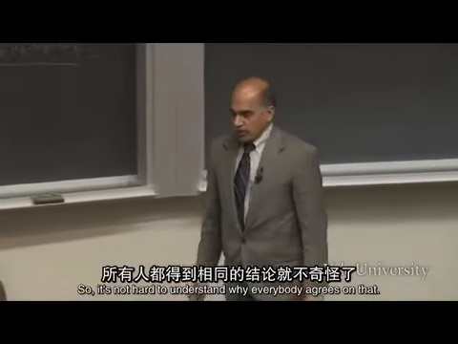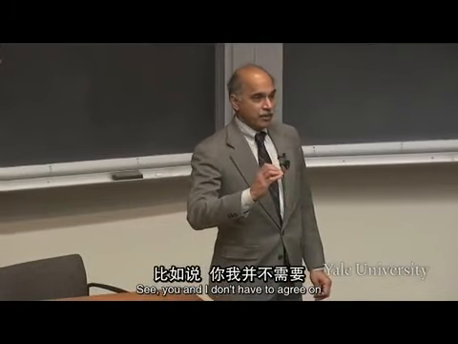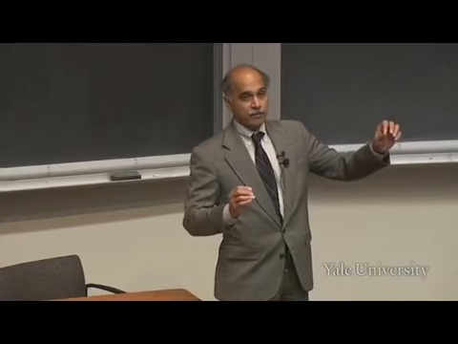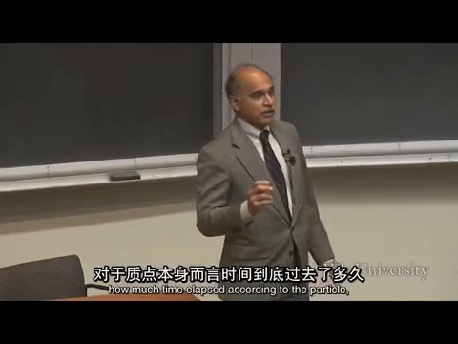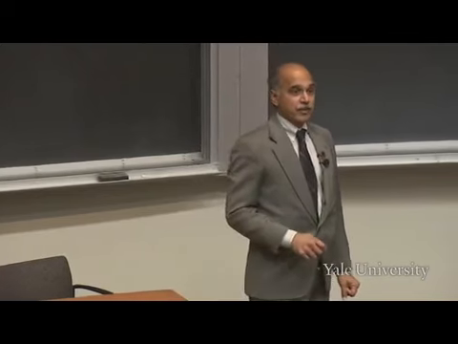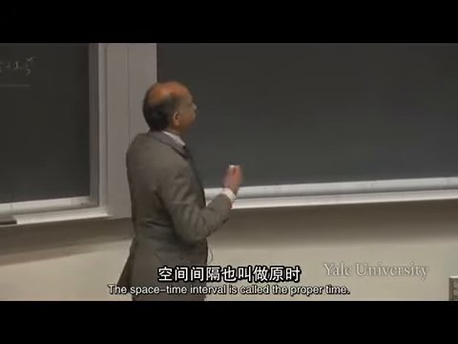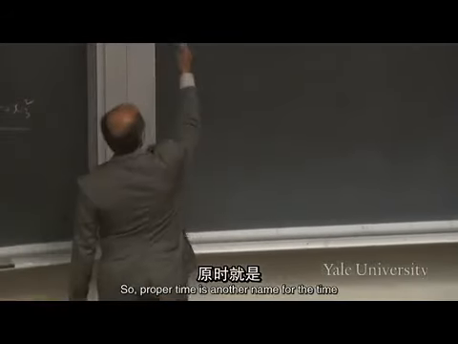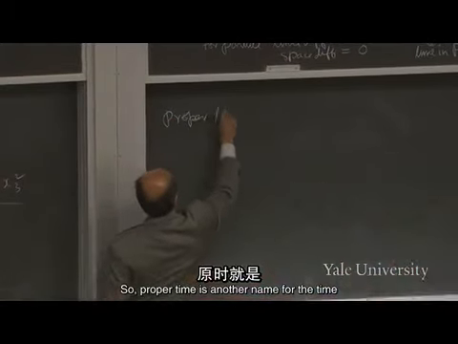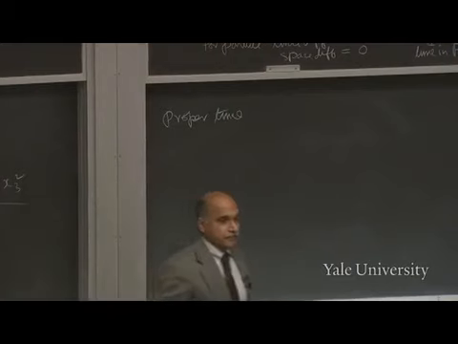So it's not hard to understand why everybody agrees on that. You and I don't have to agree on how much time elapsed between when the particle was here and when it was there. But if we ask how much time elapsed according to the particle, we are all asking the same question. That's why we all get the same answer. So the space-time interval is called the proper time. So proper time is another name for the time as measured by a clock carried with the particle.